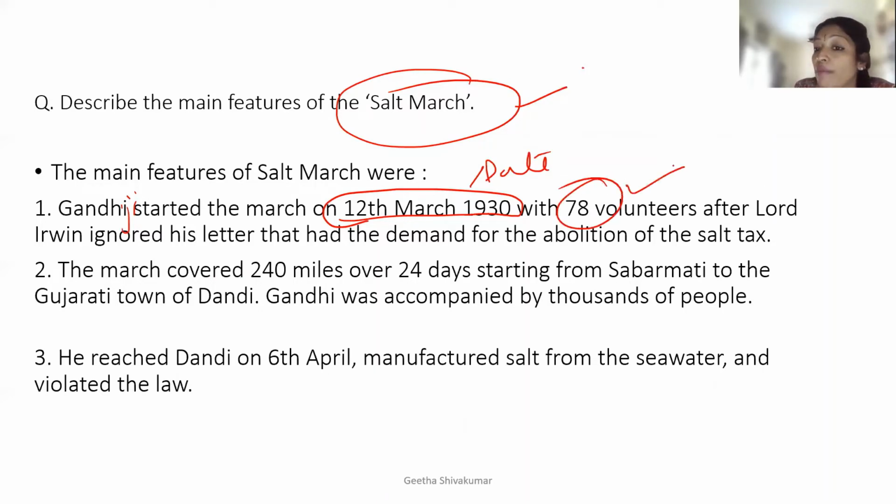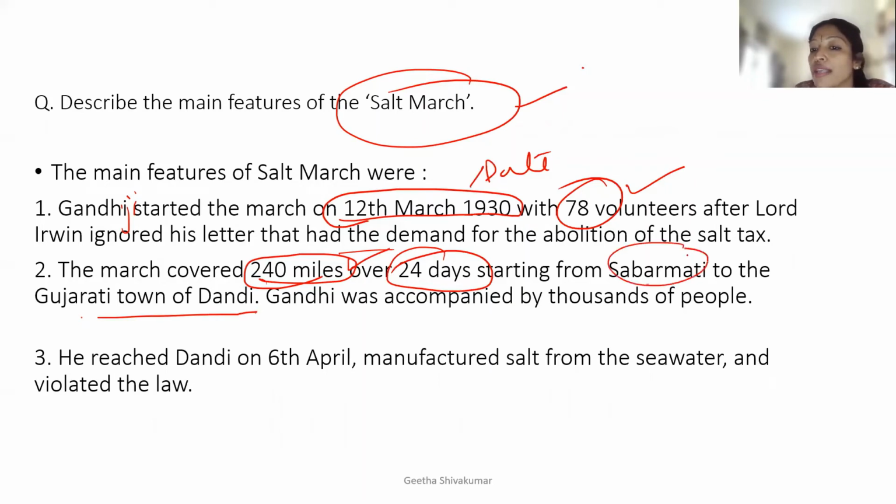78 volunteers, very important. After Lord Irwin ignored his letter demanding the abolition of the salt tax, Gandhiji gave an ultimatum. An ultimatum means a final warning to the British, where he declared some demands and clearly told them that if the demands were not fulfilled, he would start the civil disobedience movement. The march covered almost 240 miles, an important figure, in 24 days, starting from Sabarmati to the Gujarat town of Dandi.